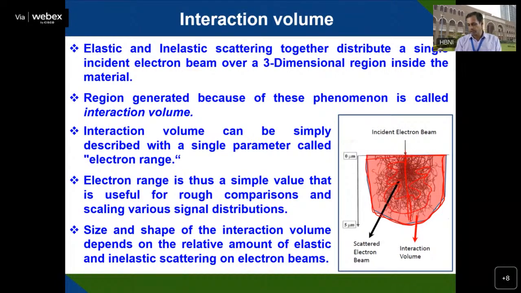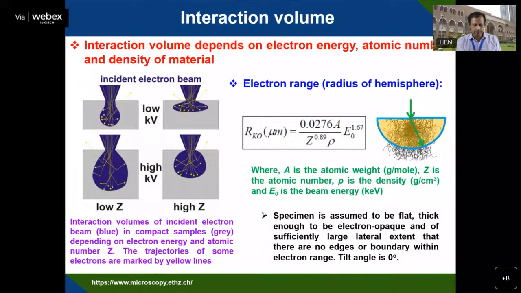We want to see how the electron signal is distributed inside this area, inside this volume. That is decided by the electron range parameter. The size and shape of the interaction volume depend upon the nature of the elastic and inelastic scattering. You can see that the interaction volume mainly depends on electron energy, atomic number, and density of the material. So how dense is the material, how much energy you are providing to the electron, as well as the atomic number, the Z of the material.